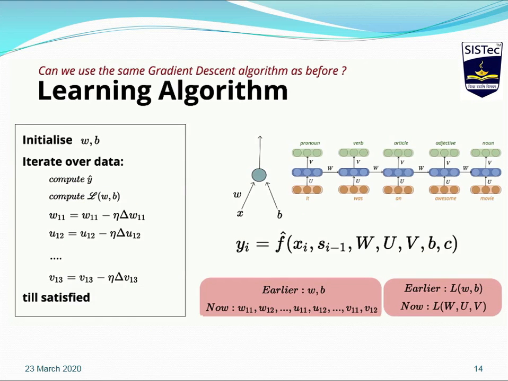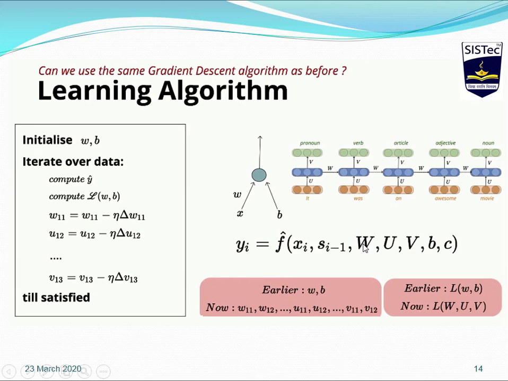Now the next chart is the learning algorithm. The learning algorithm is the same in this case. The learning algorithm that we are going to discuss is the gradient descent algorithm that we have already discussed, where w new depends on w old minus eta times delta w, where eta is the learning rate. Okay. So now here we need to learn W, U, V, b and c. These are the parameters of the recurrent neural network that we need to learn.